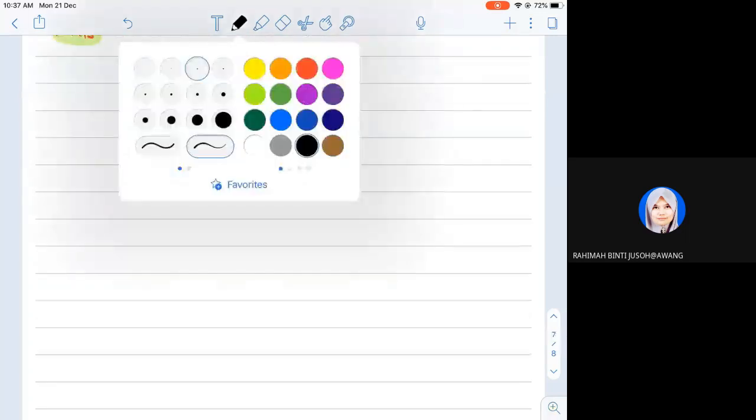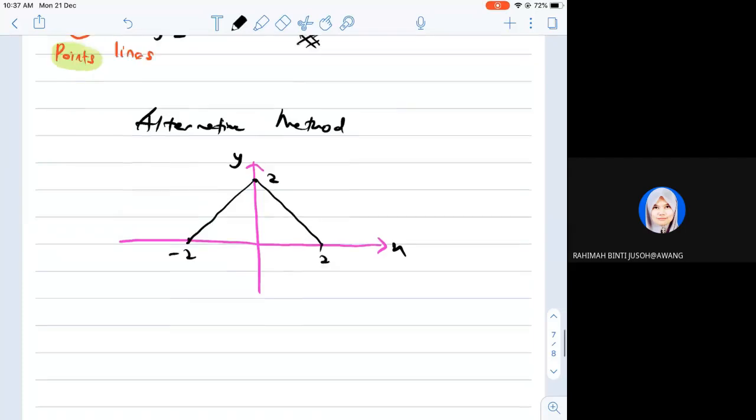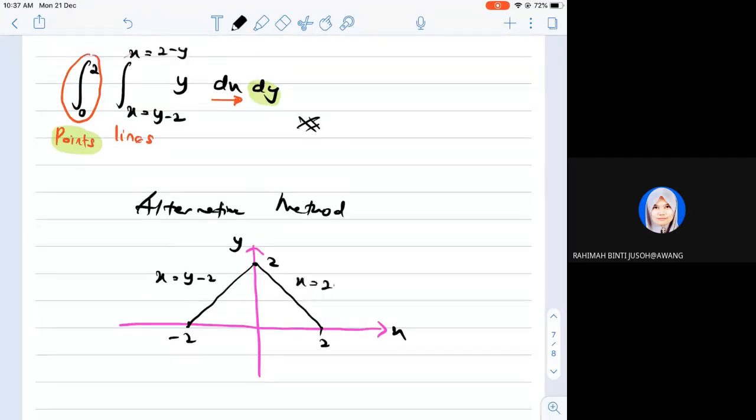Okay, let me sketch the graph again for you so that you can differentiate between dy dx and dx dy. x, y. This is very important when you want to reverse the order of integration. So here should be 2, -2, and 2. Previously we have x equals y minus 2, and here x equals 2 minus y.